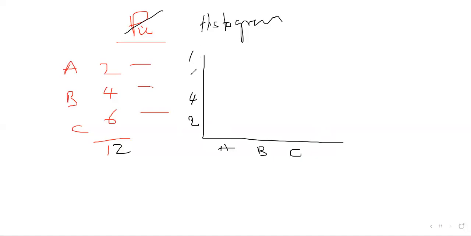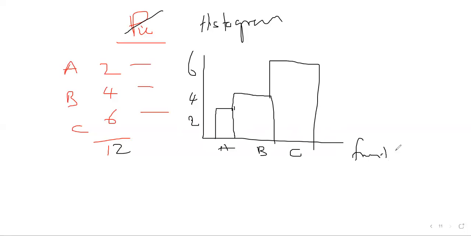2, 4, 6. So A is at what? 2. B is at what? 4. And C is at what? 6. So you see the blocks are attached. It should have titles here, either fruit and what? Number of likes. I give it a title here, types or preferences.